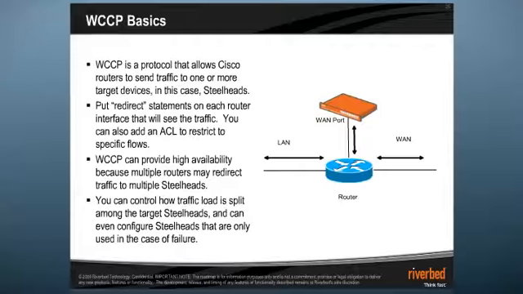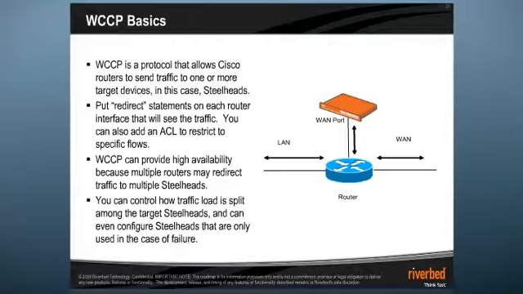WCCP is implemented by putting redirect statements on each router interface that will see traffic. And you can also add ACLs to those routers in order to restrict specific flows. Obviously, we're only going to want to redirect TCP traffic, as it doesn't make sense to try to optimize UDP or ICMP or various other flows.